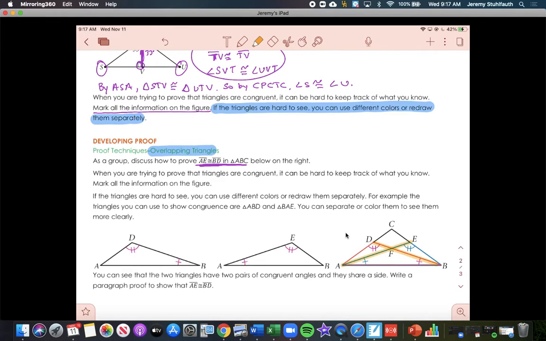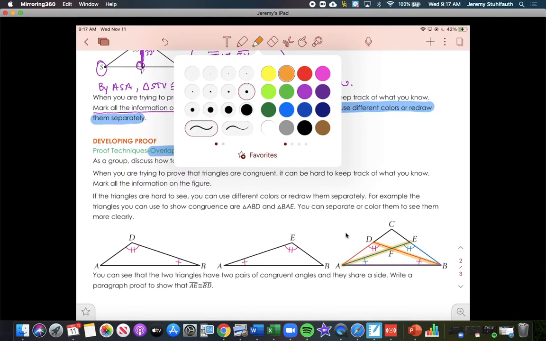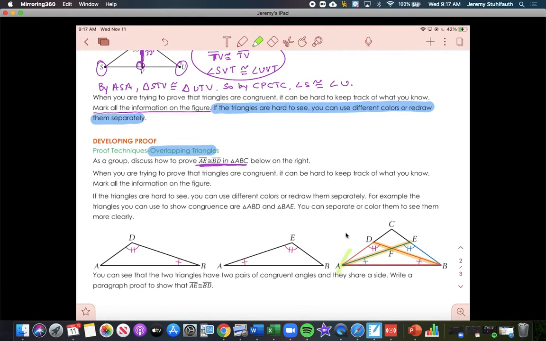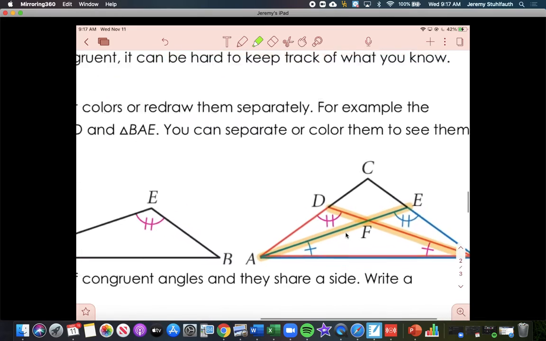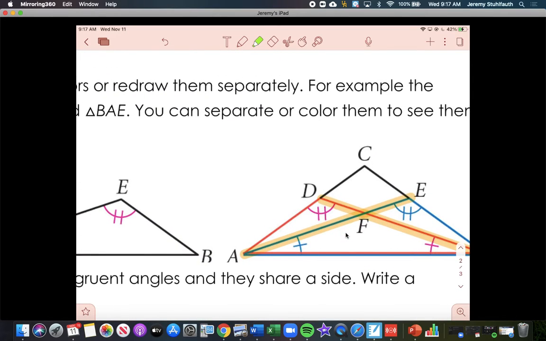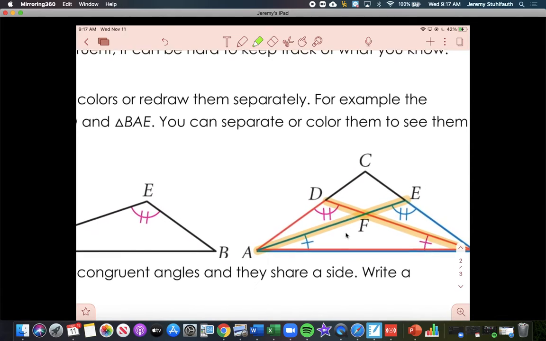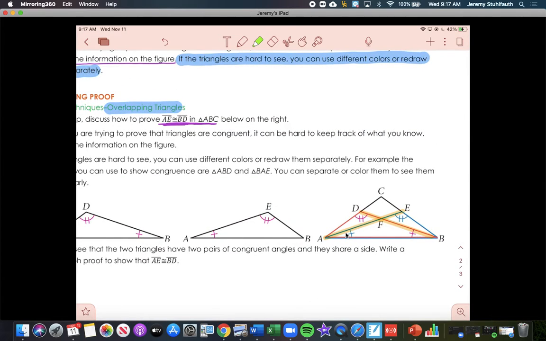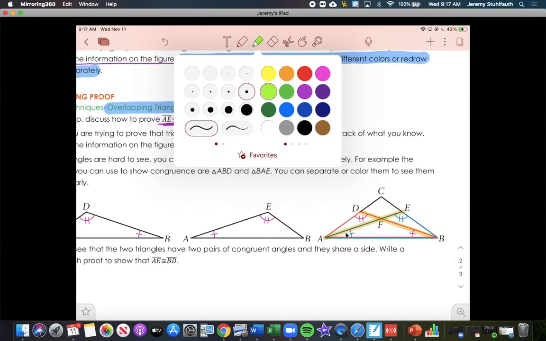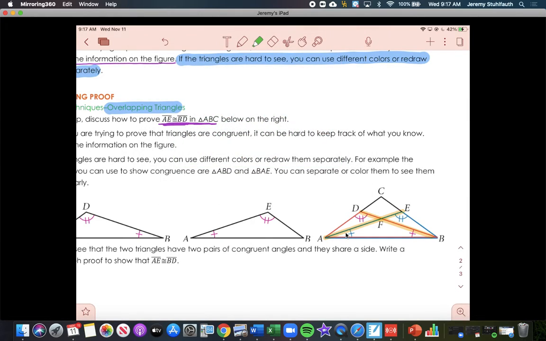Now, this picture over here on the left is kind of confusing. It's kind of hard to see what's congruent to what, and which letters go where. Here they use different colors, a reddish and pink for one triangle and blue for another triangle. But even that is still hard to see. So to make your life a little easier, you can separate or color them to see them more clearly.